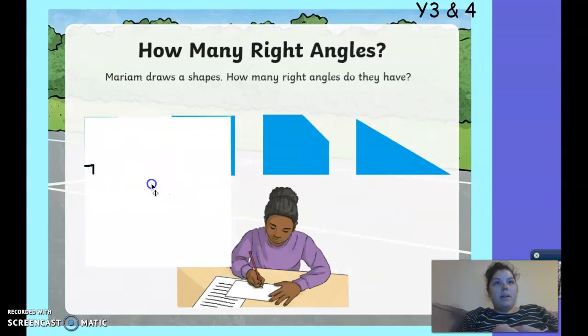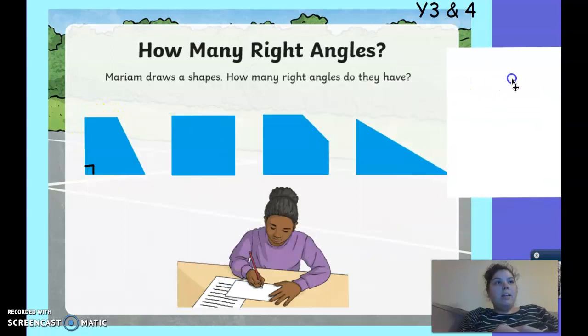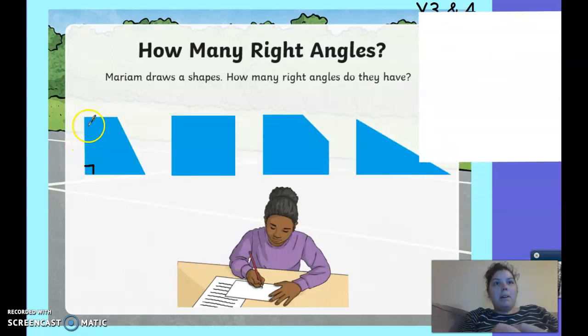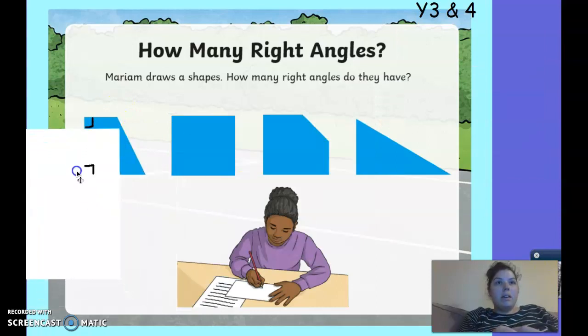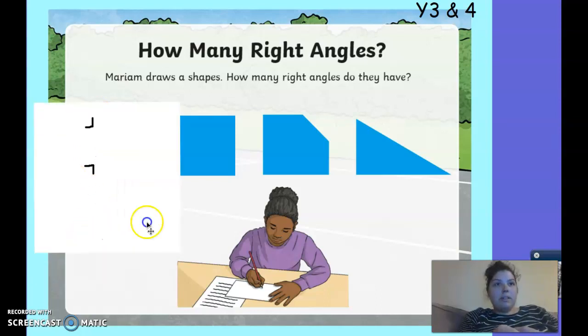I'm going to have a look at this one in the top corner. Yep, I can see the two lines are running along my piece of paper. Okay, so that one's a right angle as well. Now I'm going to have a look at this one here and try and decide if that's a right angle. So I'm going to run my piece of paper along that line, and I can see this one is bigger than a right angle. So that one's not a right angle.